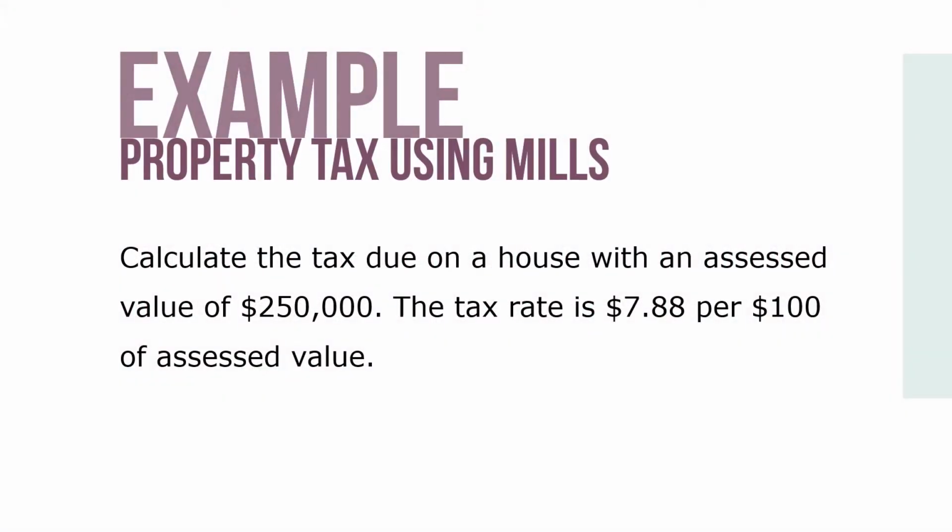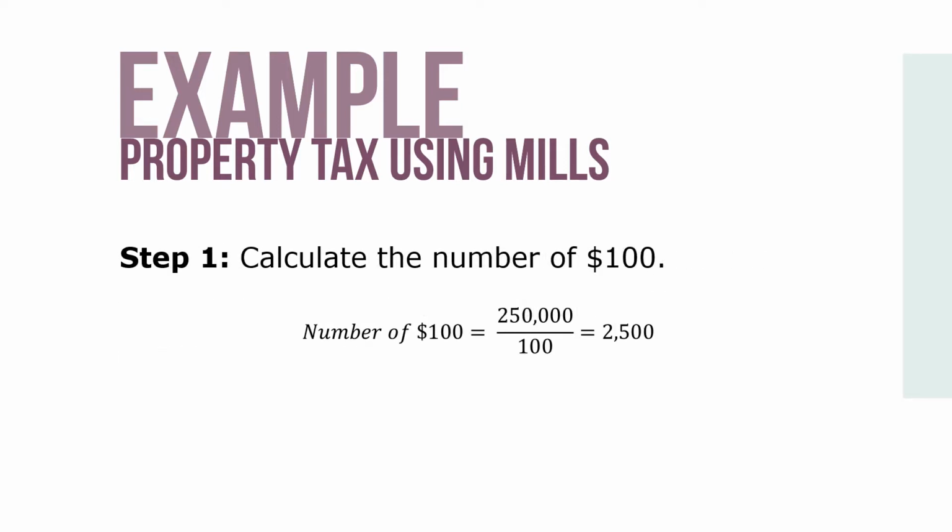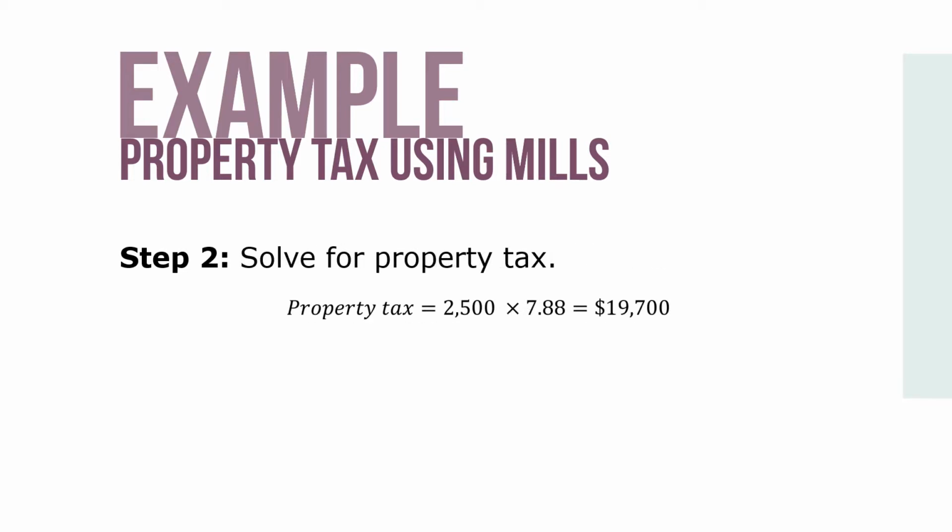Here's an example. Calculate the tax due on a house with an assessed value of $250,000. The tax rate is $7.88 per $100 of assessed value. Calculate the number of 100s, which is equal to 250,000 divided by 100, which is 2,500. Step 2. Solve for the property tax, which is equal to 2,500 times 7.88, which equals $19,700 in property tax.